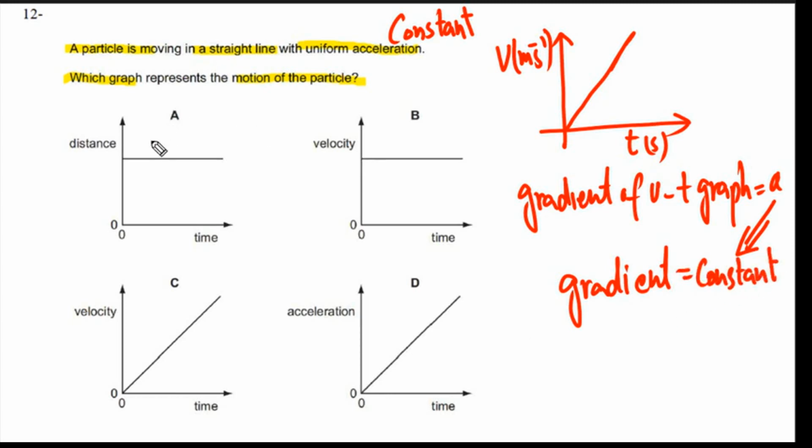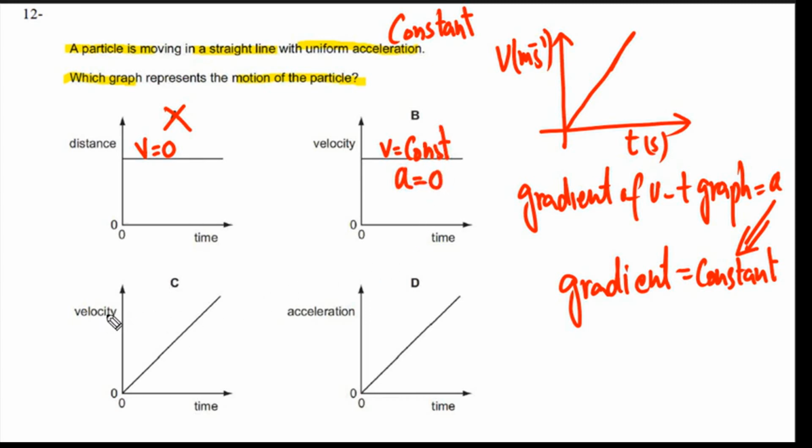If you look at option A, for example, this is a distance against time graph. This is simply telling us that the object is at rest, so the velocity is 0. So this is not our answer. If we look at B, it is simply telling us that velocity is constant. If the velocity is constant, it simply means that acceleration is equal to 0.